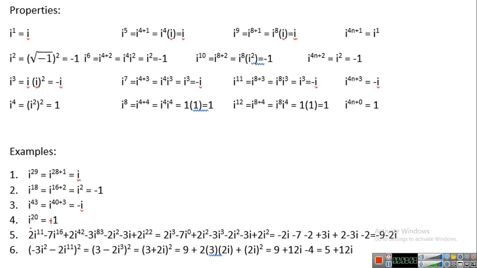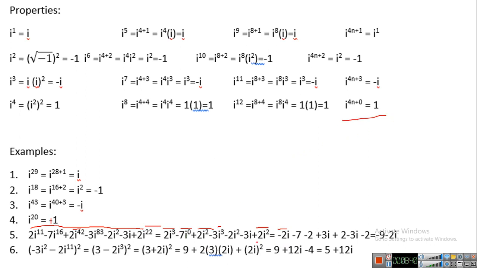If you want to simplify here, i to the 11, if you divide by 4, the remainder is 3, so 2 times i cubed. i to the 16, remainder is 0. i to the 42, remainder is 2. i to the 83, remainder is 3 again. i squared is i squared, i is i, and i to the 22, remainder is 2. So 2 times i cubed is minus 1 times i, so it's minus 2i. i to the 0 is 1 because there is no remainder, so it's 1.